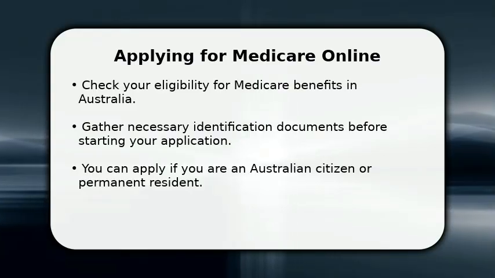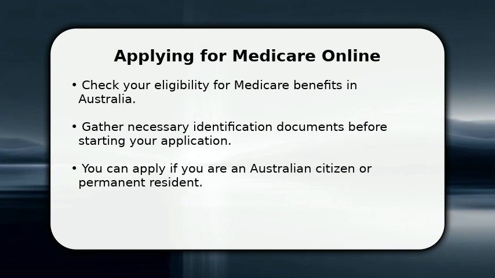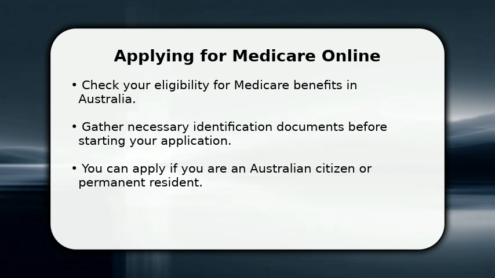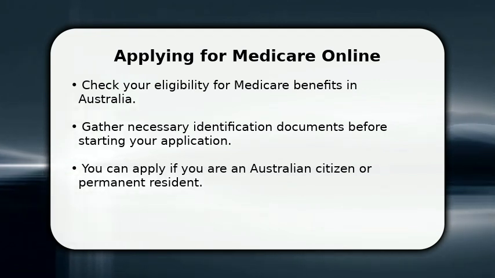In this video, I will explain how to apply for Medicare online in Australia. First, confirm your eligibility for Medicare benefits. You generally qualify if you are an Australian citizen, a permanent resident, or a New Zealand citizen living here. Some temporary residents from countries with reciprocal health care agreements may also be eligible.